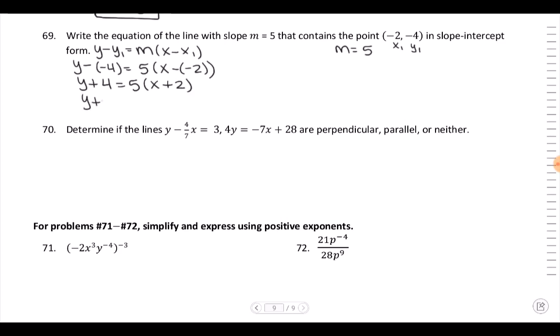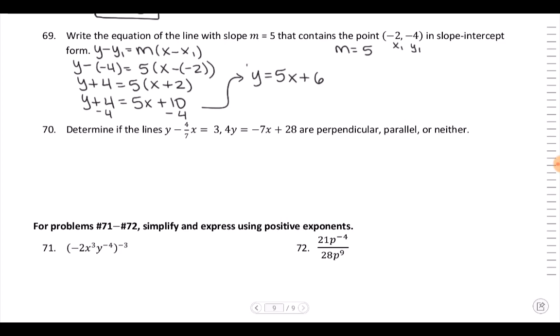Now we need to distribute that 5 here. So 5x plus 10. Subtract your 4, and where do we end up? y equals 5x plus 6.